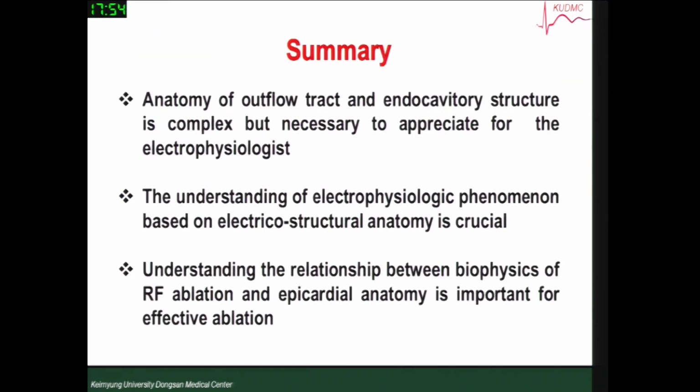So, ladies and gentlemen, in summary, the anatomy of the outflow tract and the endocavitary structures is complex but necessary for the electrophysiologist to appreciate. The understanding of electrophysiologic phenomena based on electrostructural anatomy is crucial to a good ablation therapy. And understanding the relationship between the biophysics of RF ablation and the epicardial anatomy is important for effective ablation at the epicardial site. Thank you for your attention.